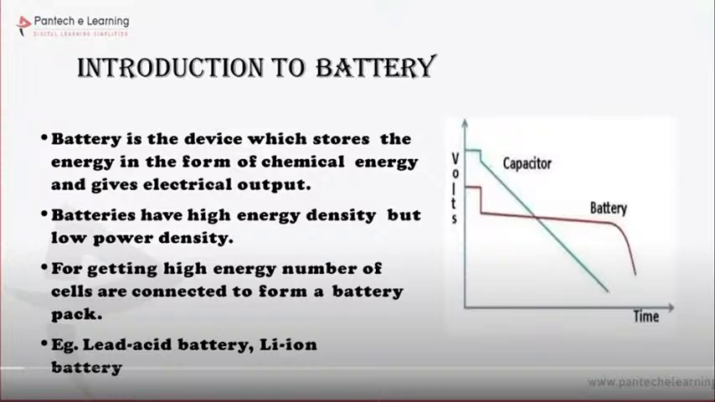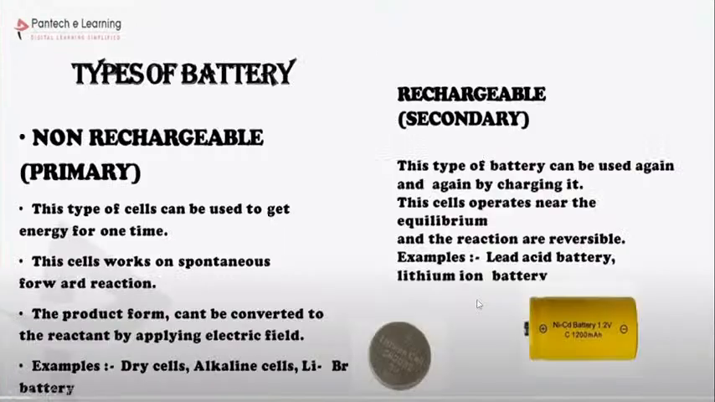Introduction to batteries. A battery is a device that stores energy, converting chemical energy to electrical energy output. Batteries have high energy density but low power density. For getting high energy, a number of cells are connected to form a battery pack. For example, lead acid batteries and lithium ion batteries. Here we see the graphs, with capacitor and battery waveforms, in volts.